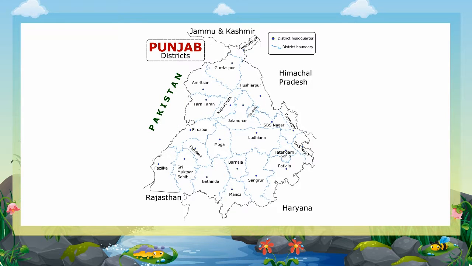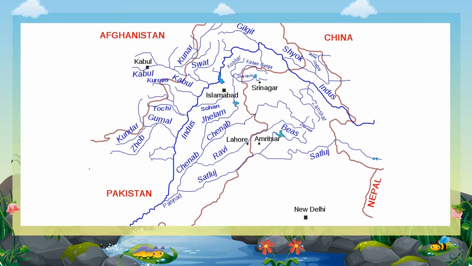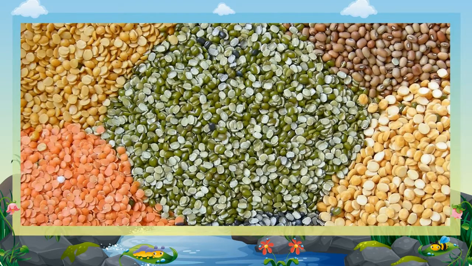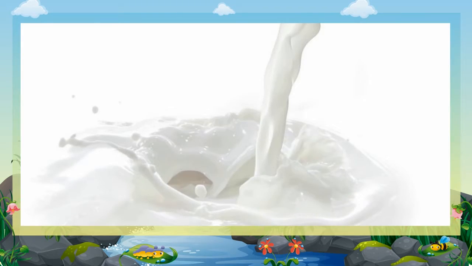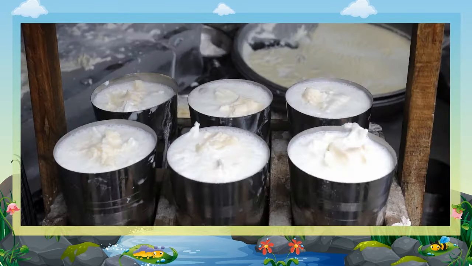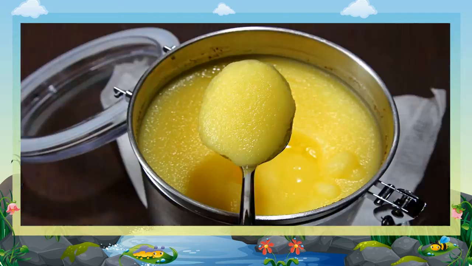Punjab. The land of Punjab is drained by 5 rivers. They are the Jhelum, the Chenab, the Ravi, the Satluj and the Beas. All are tributaries of the Indus River. Wheat, pulses, vegetable and milk are the main items included in the food of the people. They are very fond of lassi and ghee.